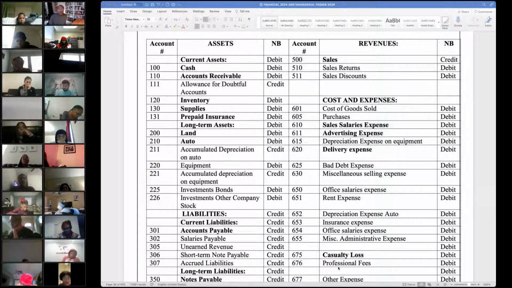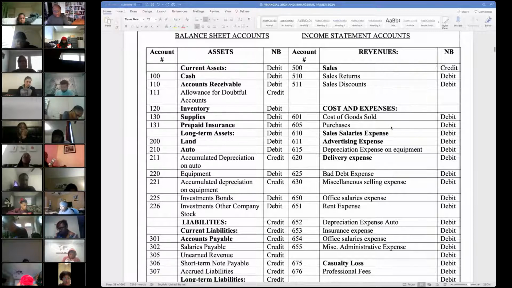So we are always... Can you say that again? When we make journal entries, if it's revenue, we're always going to credit revenue. If it's an expense, we're always going to debit the expense. So whenever you're making a journal entry, revenue is going to be on the credit side. Expenses are going to be on the debit side.